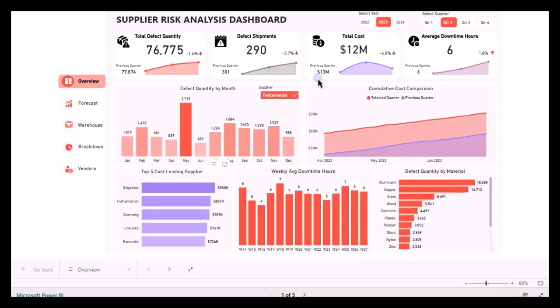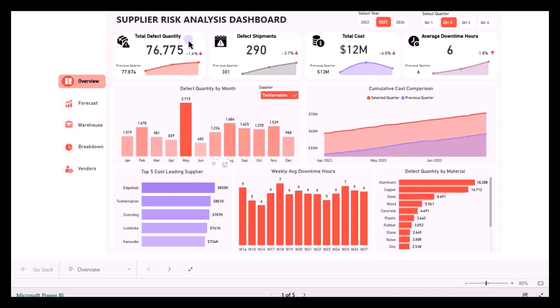Are supplier risks draining your profits and slowing down your operations? If you are struggling to manage defective shipments, escalating cost, or supplier performance, this dashboard will be your ultimate game changer. As a business owner or operations manager, knowing where your risks lie is critical. The Supplier Risk Analysis Dashboard helps you track defects, cost, downtime, and supplier performance all in one place, giving you actionable insights to save money and improve efficiency. So now let's dive into the dashboard.